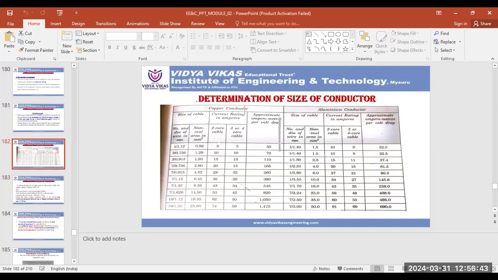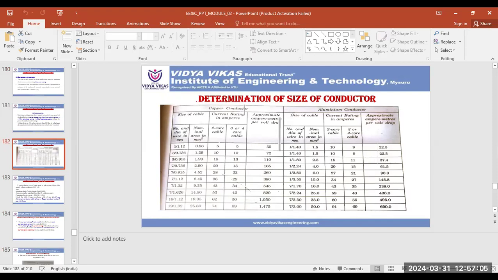Where is the 3.3 ampere? You need to check here. What is the current rating? The current rating is here: 5 ampere, 10 ampere, 15 ampere. For 2 core, look at this column, but for 3 or 4 core, you have to look at this other column.